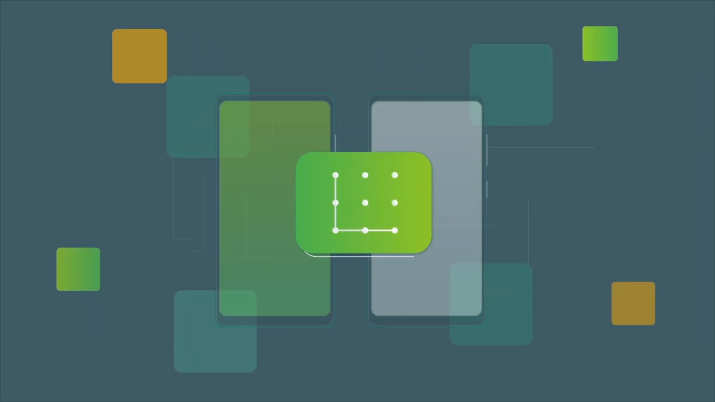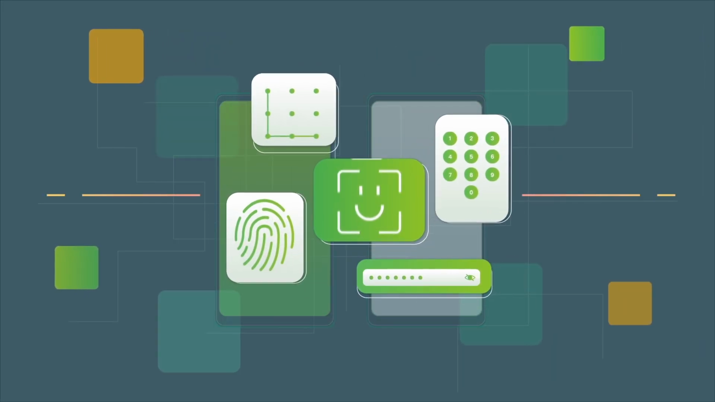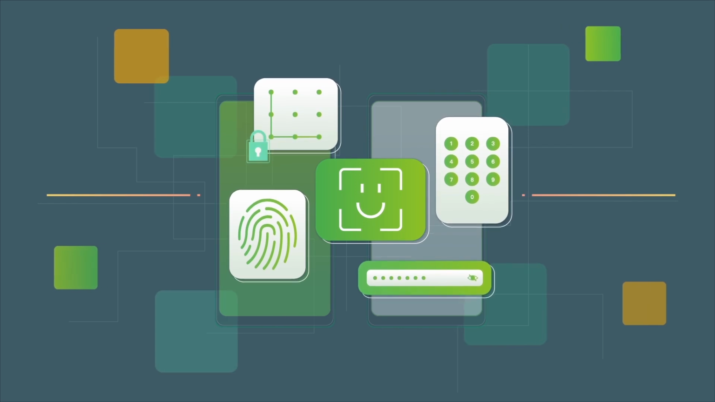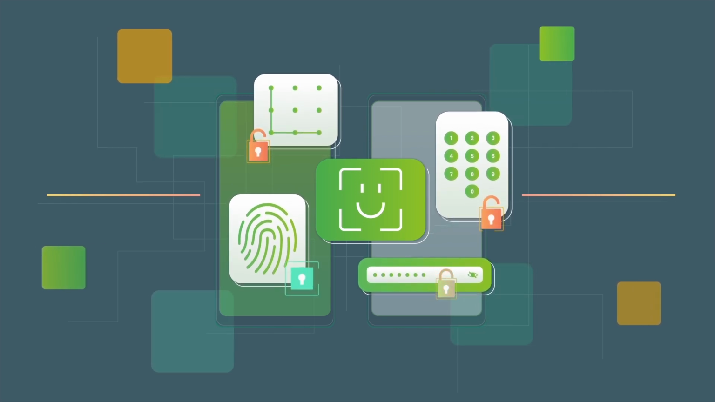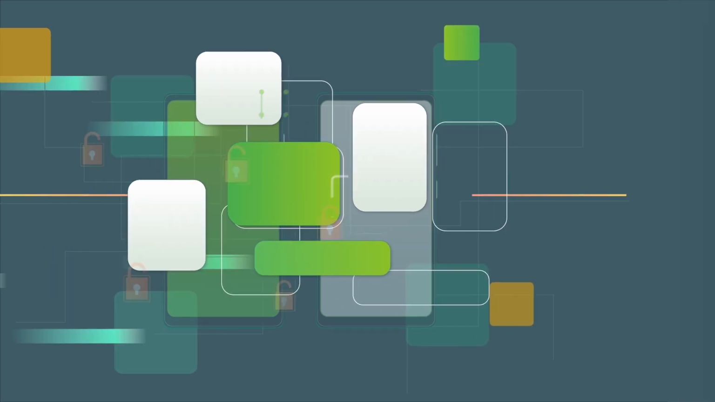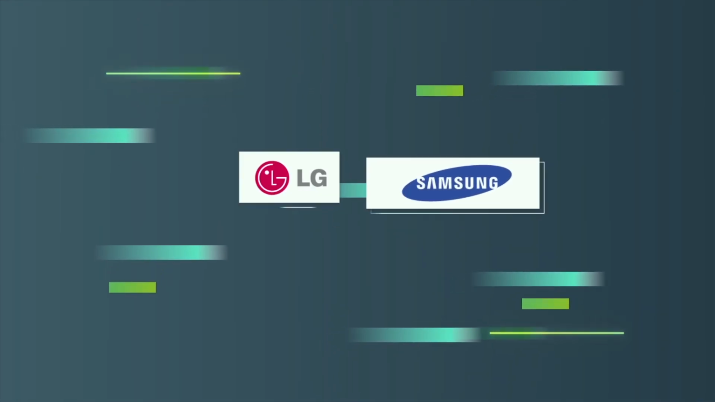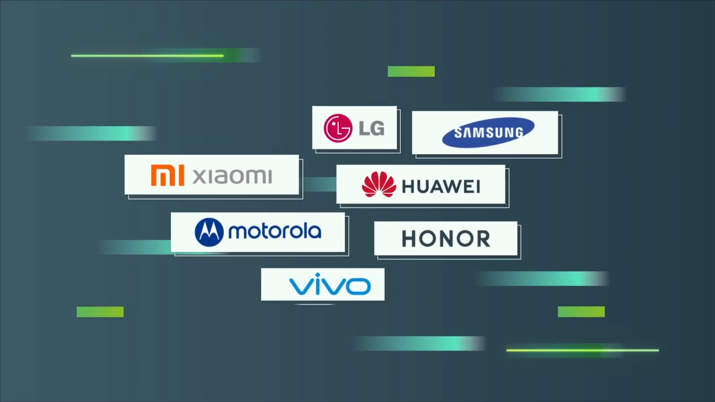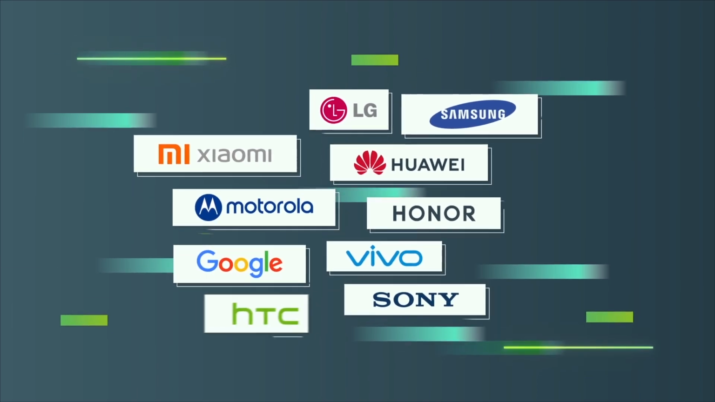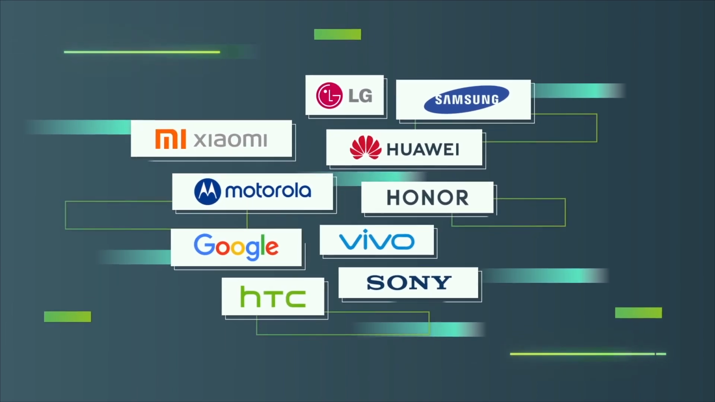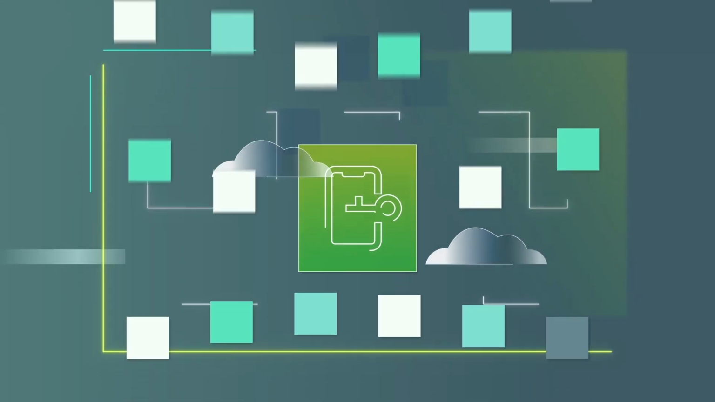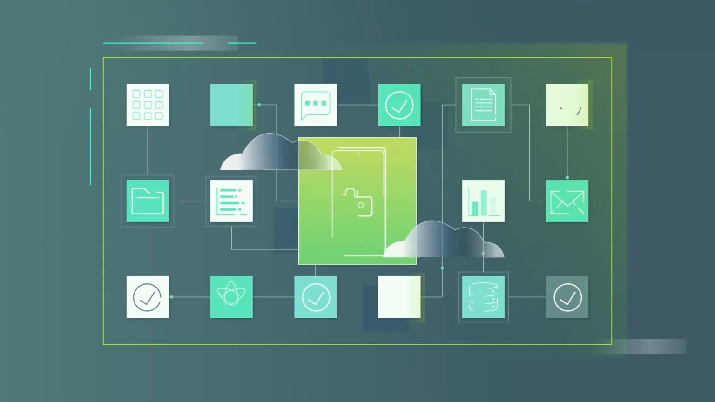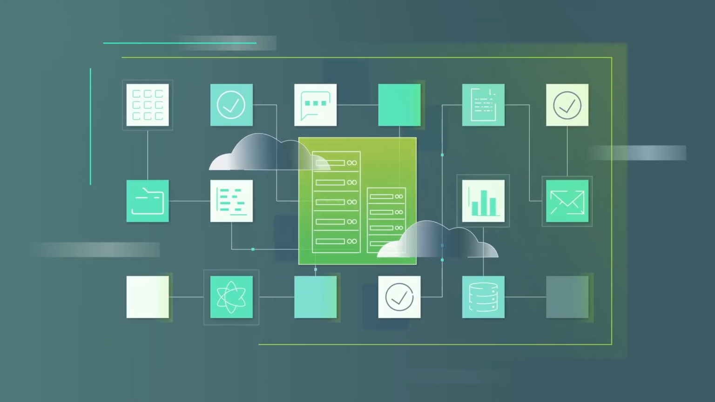Apart from removing the pattern, it also supports unlocking other Android screen lock types, including PIN, password, fingerprint, and face lock. It supports Samsung, LG, Huawei, Xiaomi, Honor, Motorola, Vivo, Google, Sony, HTC, and more Android devices. Besides, it allows you to unlock screen lock from most Samsung devices without losing data.